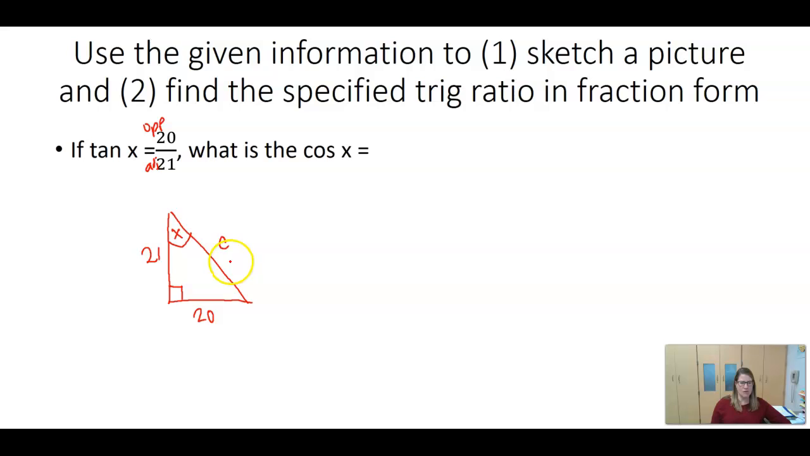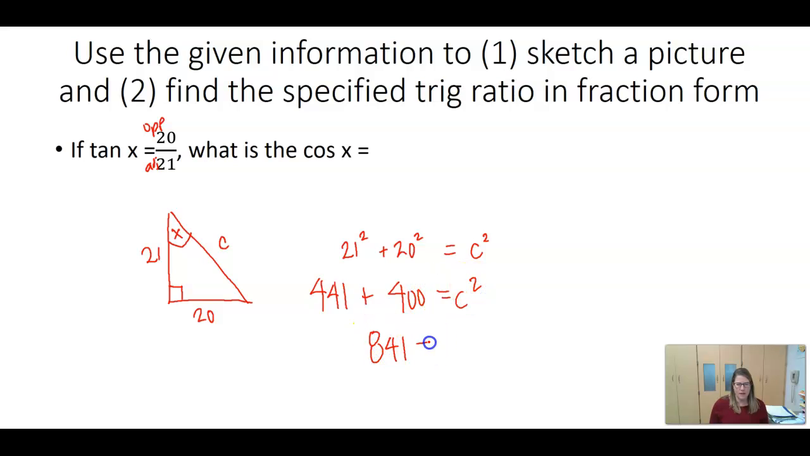So I'm going to go ahead and use Pythagorean theorem to find c. So a squared plus b squared would be 21 squared plus 20 squared. Remember, the order doesn't matter here. I could have done it the opposite way. It wouldn't matter as long as c is the one across, and the hypotenuse is c, right? So 21 squared is 441. 20 squared is 400. And that's equal to c squared. So 841 equals c squared.